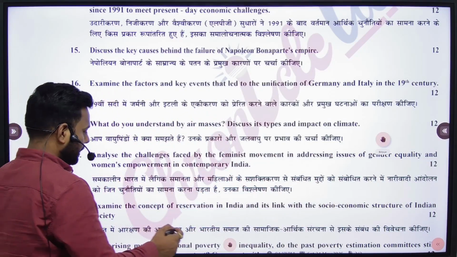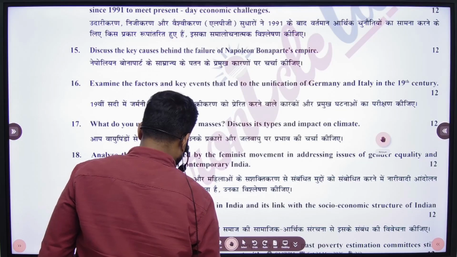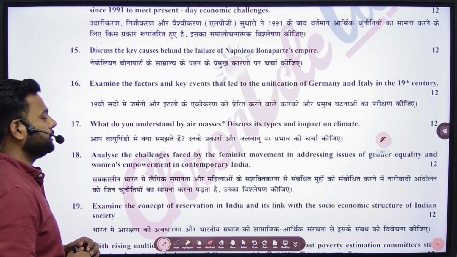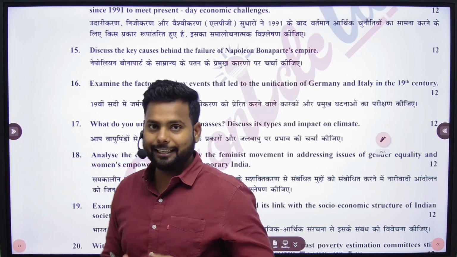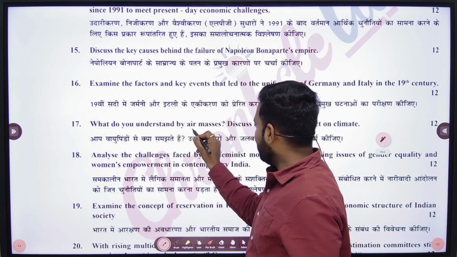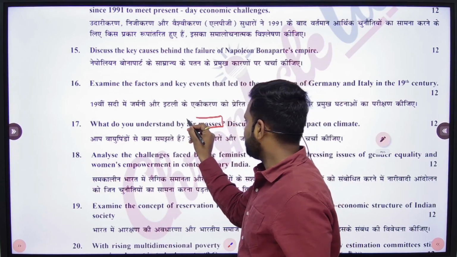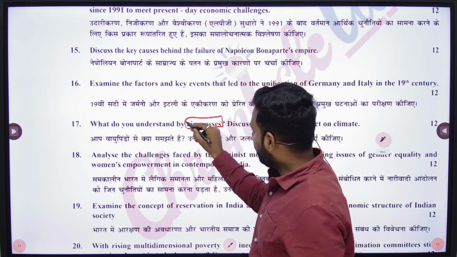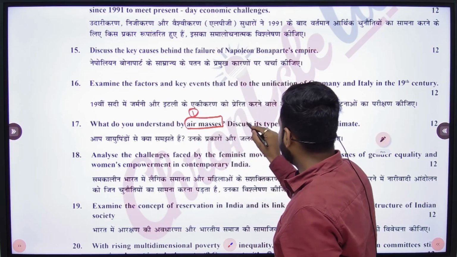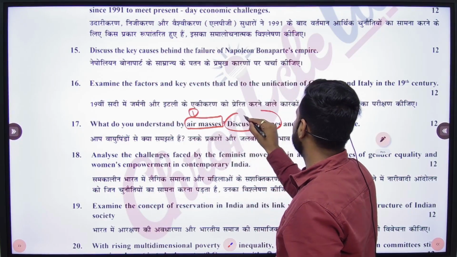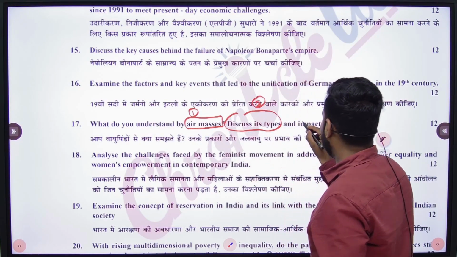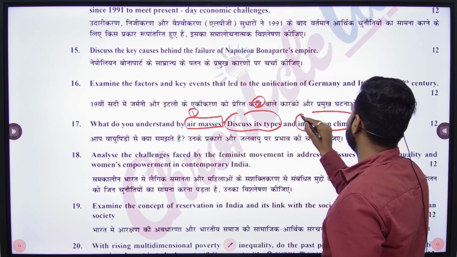Okay, firstly look at the question. The question has so many dimensions and so much variety. What do you understand by air masses? In the first statement, what do you understand by air masses? Discuss its types, the second thing, and impact on climate is third.